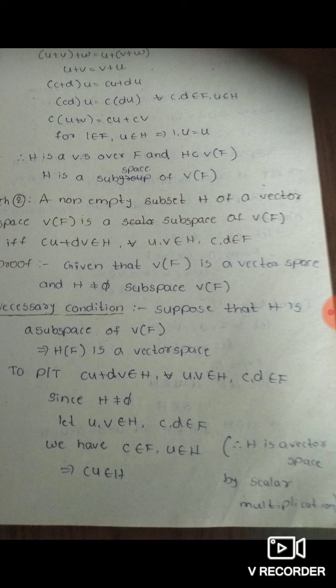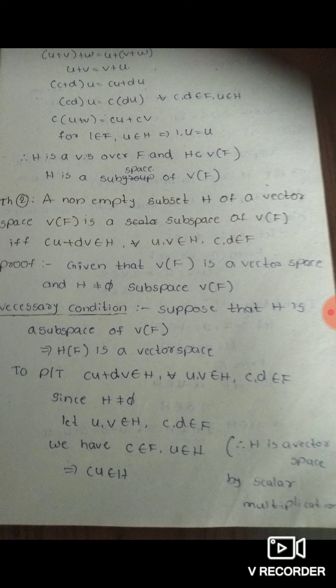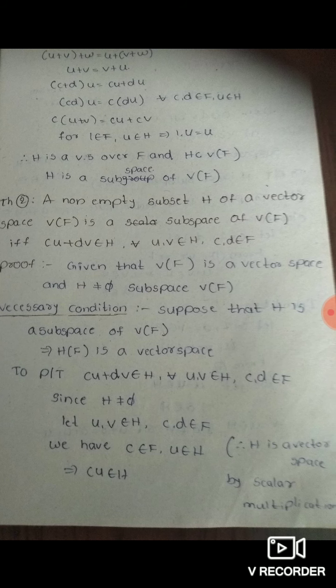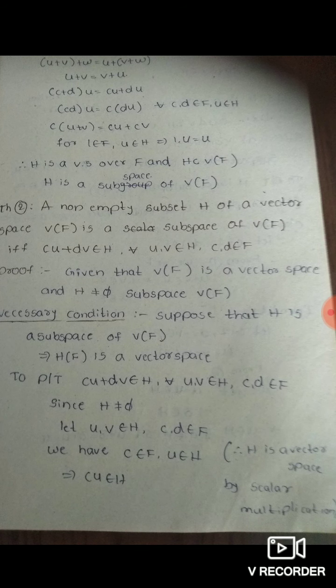This theorem is an if and only if condition. First, those two conditions arise, that is, the first condition is the necessary condition. Suppose that H is a subspace of V of F. H is a subspace means H of F is already a vector space. What we have to prove? To prove that Cu plus dV belongs to H for all U, V belongs to H and C, D belongs to F. Since H is non-empty, let U, V belongs to H and C, D belongs to F.